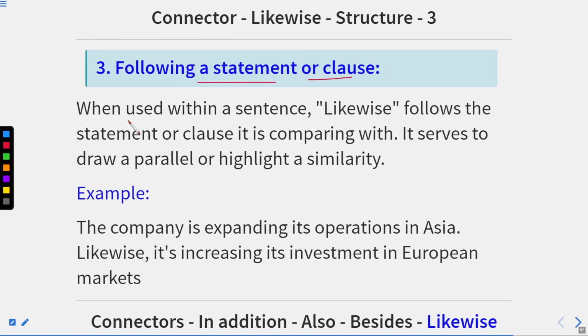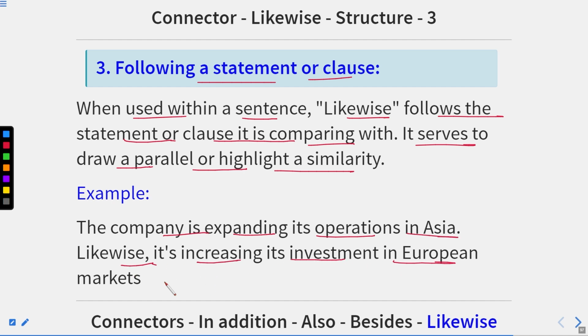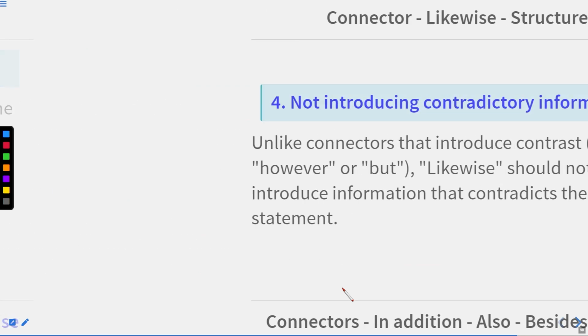Following a statement or clause: when used within the sentence, likewise follows the statement or clause it is comparing with. It serves to draw a parallel or highlight a similarity. The company is expanding its operations in Asia. Likewise, it is increasing its investment in European markets. So here we are adding some more information about the expansion of the company, and we are using the word likewise, meaning that as it is doing in Asia, it is also doing the same in the European countries or markets.